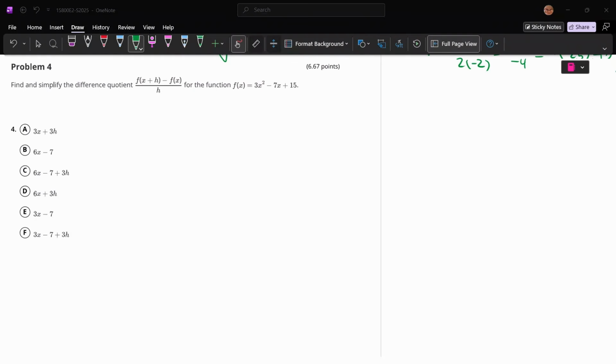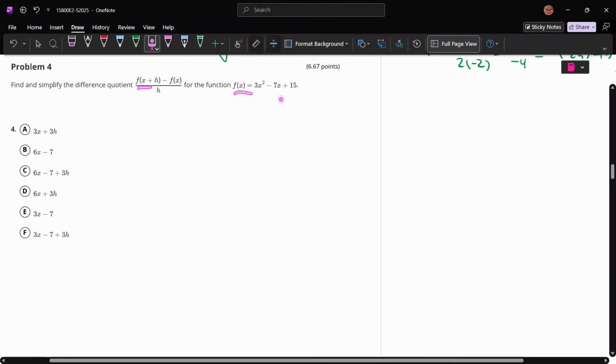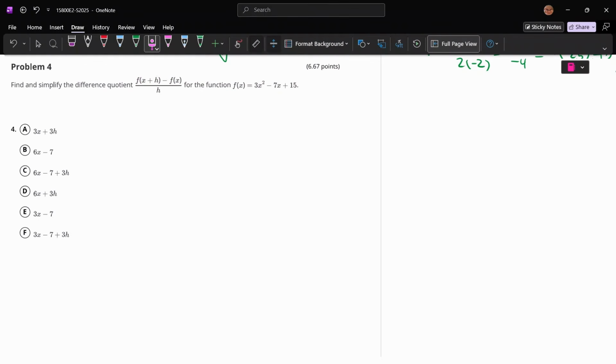All right, find and simplify the difference quotient f of x plus h minus f of x over h for the function f of x equals 3x squared minus 7x plus 15. This question is going to get very messy because we have to plug in x plus h for x, then plug a bunch of stuff into this fraction, and then simplify, distribute things, all that. Fair warning, this is going to be a pretty messy question, but other than that, the computation shouldn't be that bad.